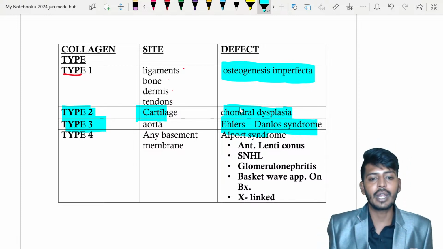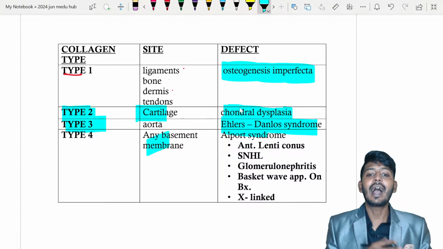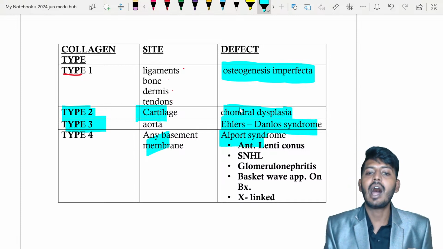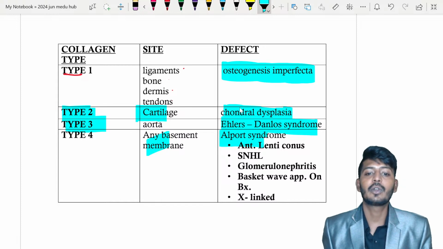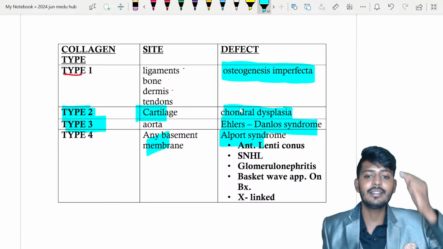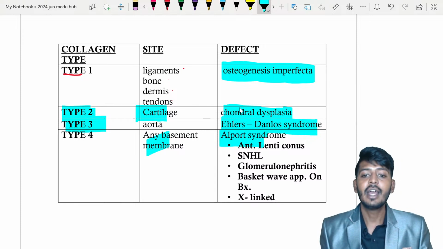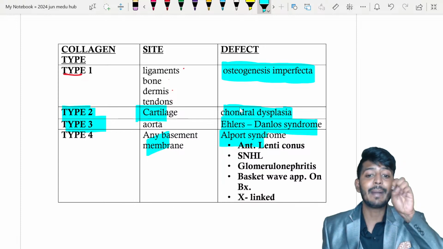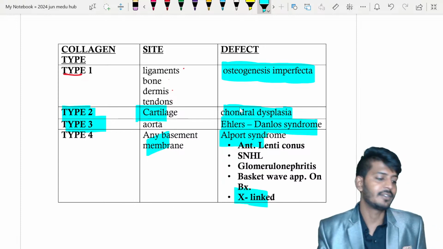Type 4 is located in all the basement membranes. If there is a defect, Alport syndrome will result. Defect of type 4 will give you Alport syndrome. A patient with Alport syndrome will have anterior lenticonus, meaning excessive curvature of the lens, sensorineural hearing loss, glomerulonephritis, basket weave appearance if you take a kidney biopsy, and it is an X-linked disorder.